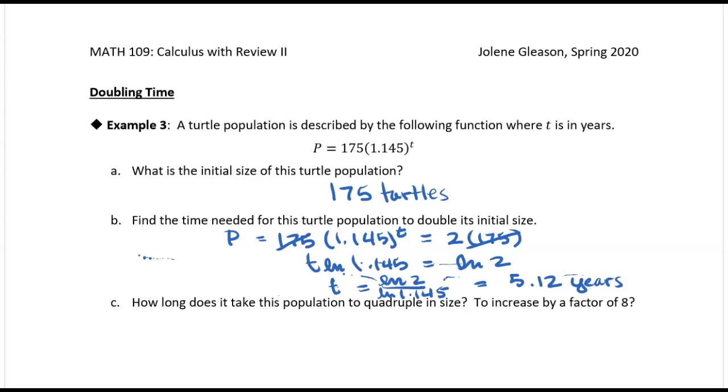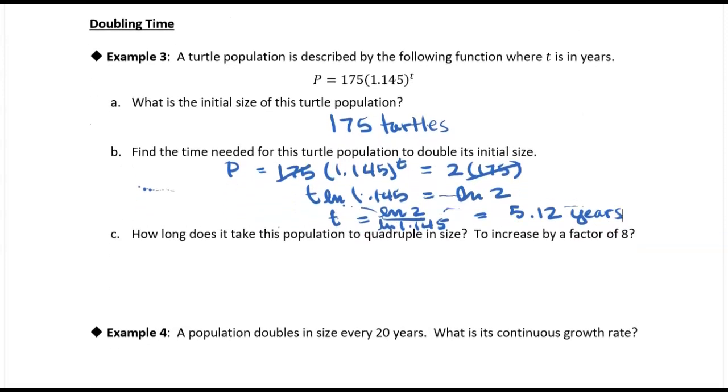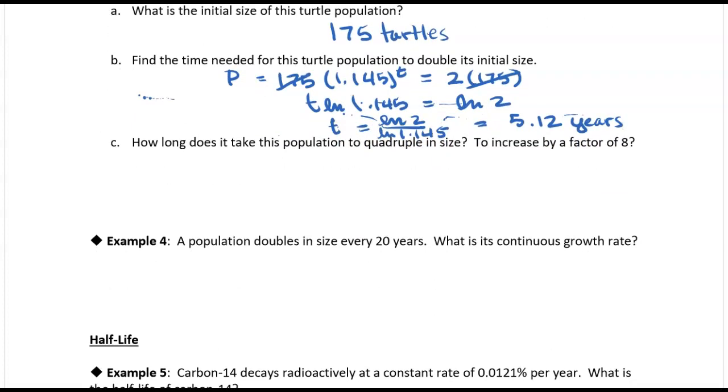Now we want to know how much time it takes for this population to quadruple. Well, we have the doubling time. The doubling time is 5.12 years, so every 5.12 years it's going to double. If we want to know when it's going to quadruple, we could set up the equation and solve it if we wanted to: 175 times 1.145 to the t equals 4 times 175. That would be quadruple the initial population.